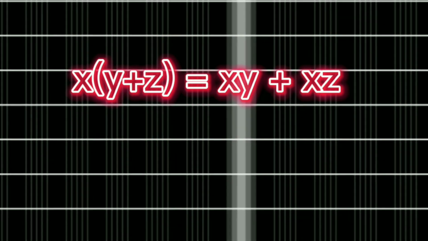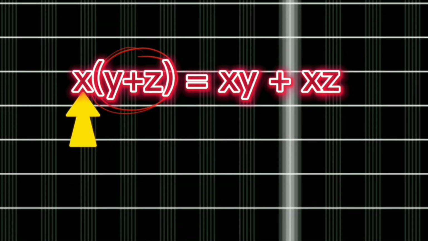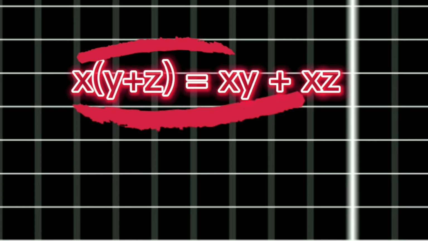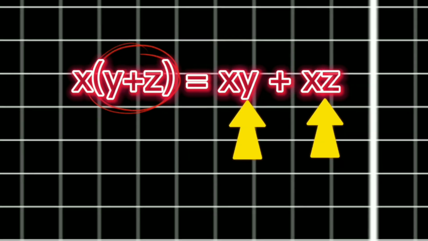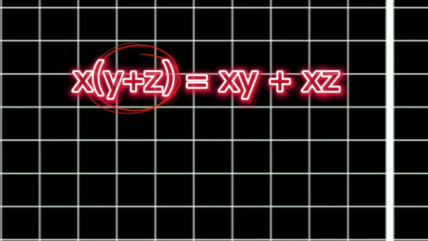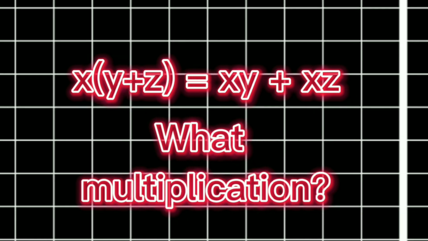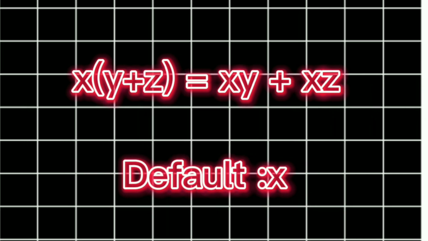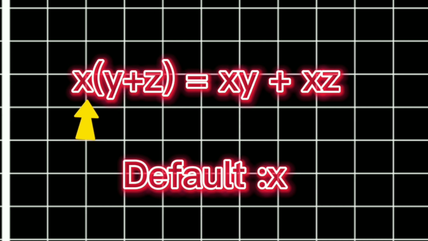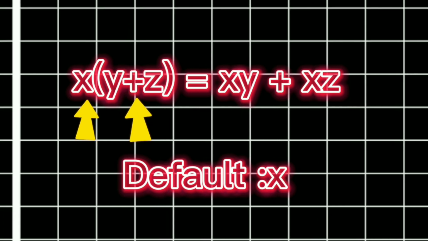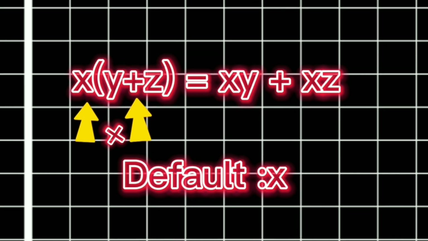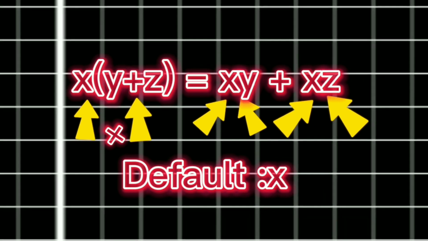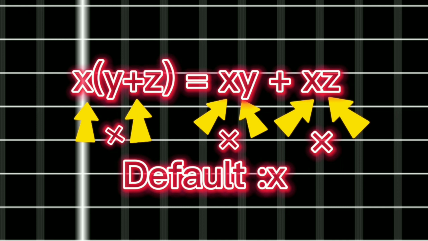In the first form, the factor x is being multiplied by the entire group. But in the second form, the factor x has been distributed, so it's being multiplied by each member of the group individually. And if you're wondering, what multiplication? Remember that multiplication is the default operation, which is why we don't have to show it in this pattern. Since x is right next to the group, it means it is being multiplied by the group. And on the other side, since the copies of the x are right next to the y and z, it means they are being multiplied also.